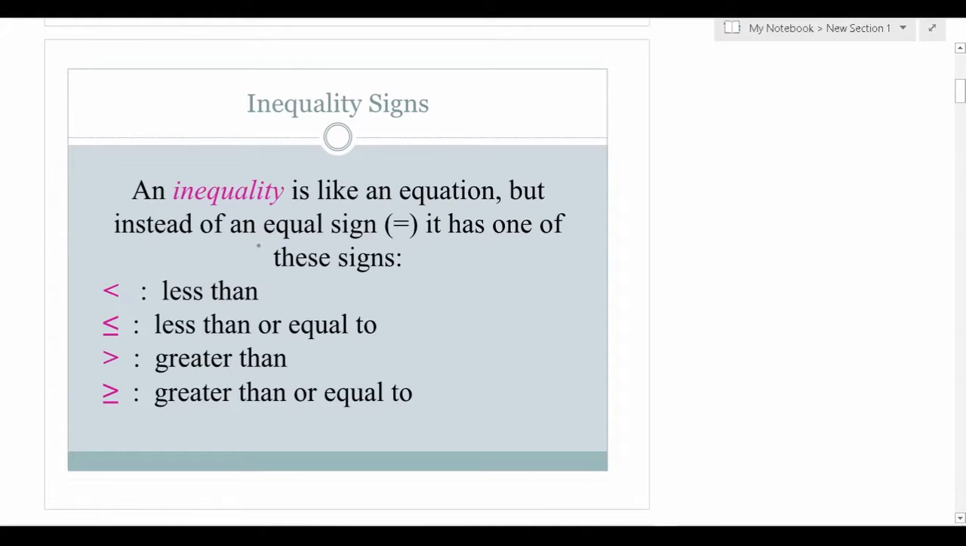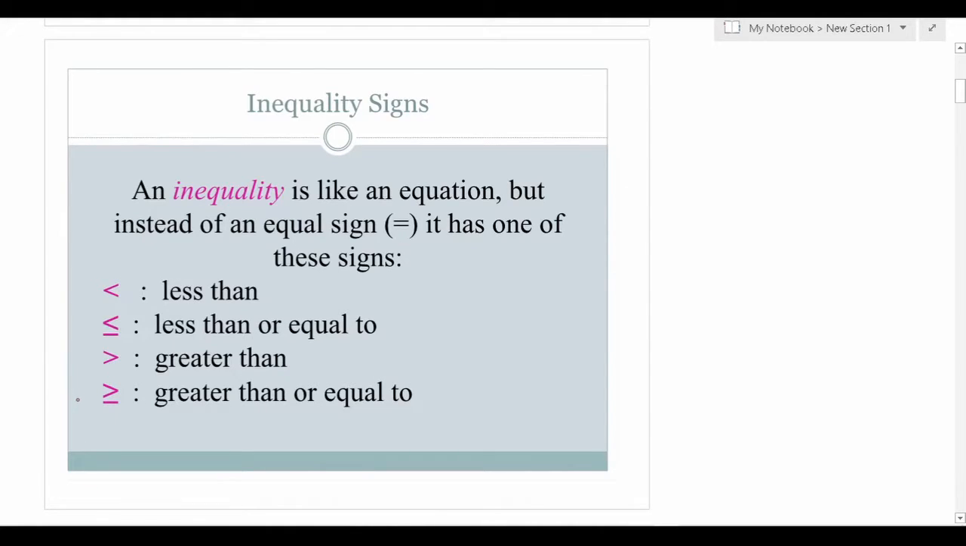To start, let's talk about the different types of inequality signs, and these are signs with which most of you are already familiar. There's 4 of them, namely a less than sign, a less than or equal to sign, a greater than sign, and a greater than or equal to sign.